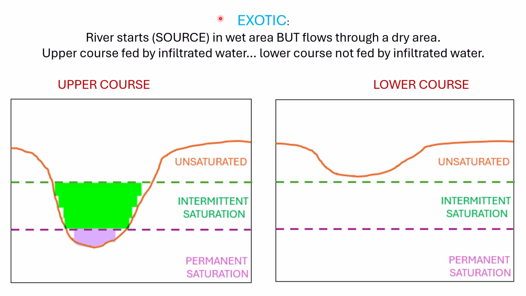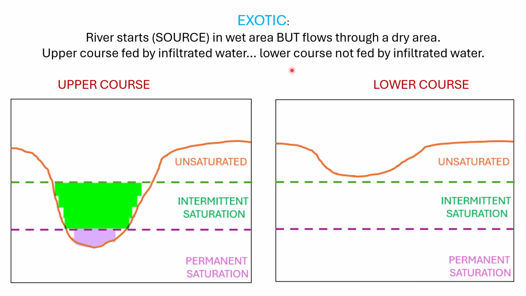The Nile River would be a good example, as well as, in South Africa, the Orange Garib River, which starts high up in the Drakensberg Mountains, where there's a high amount of rainfall. However, that river flows towards the Atlantic Ocean through the Northern Cape, which is in essence dry. In general, you're going to find that the upper course of this exotic river is fed by groundwater, water that has infiltrated the earth. However, the lower course is not fed by infiltrated water.